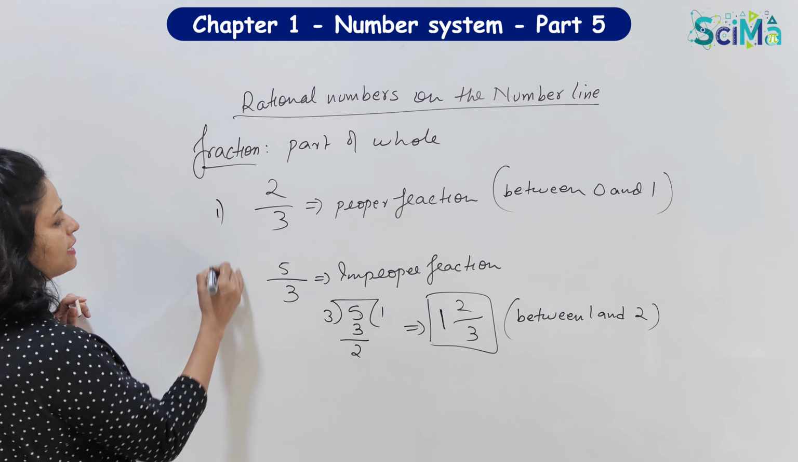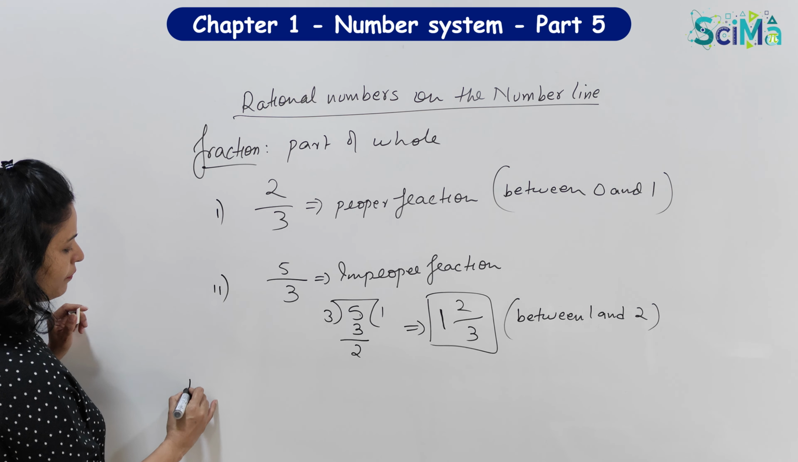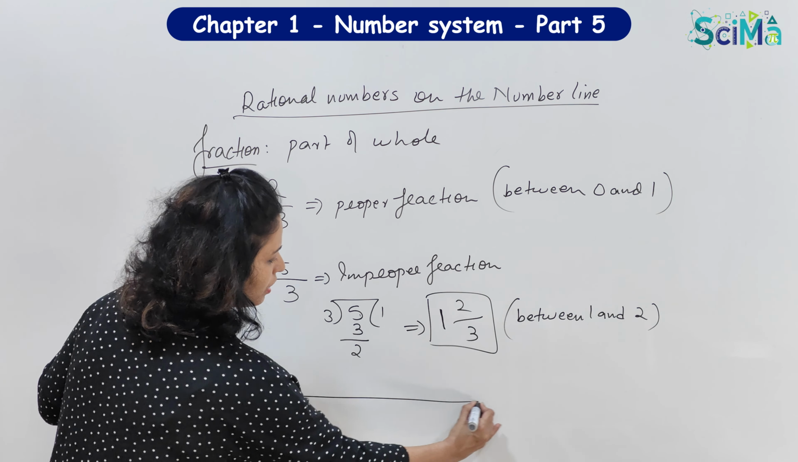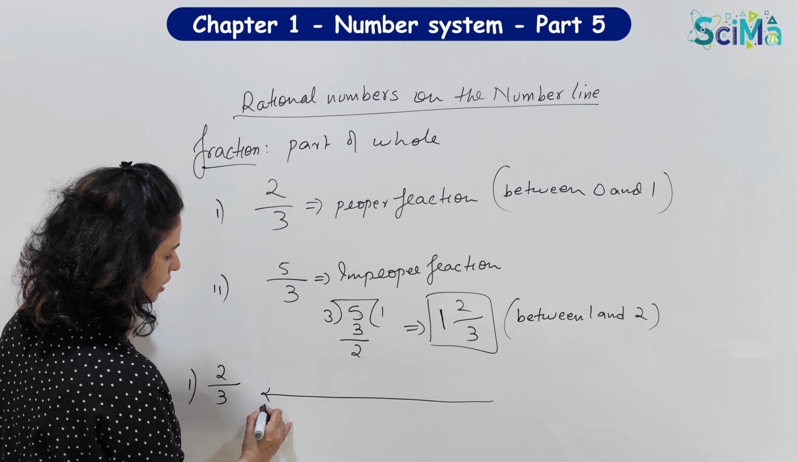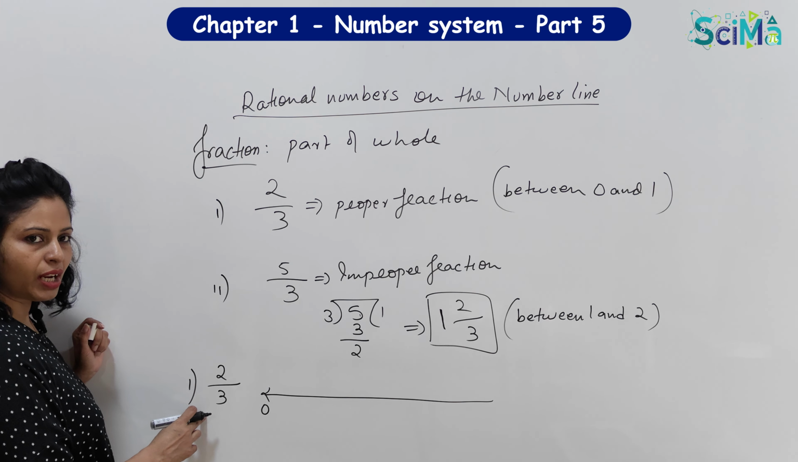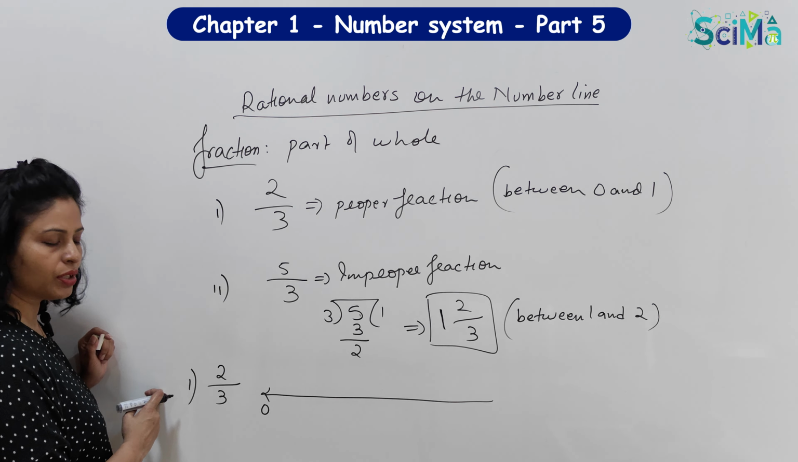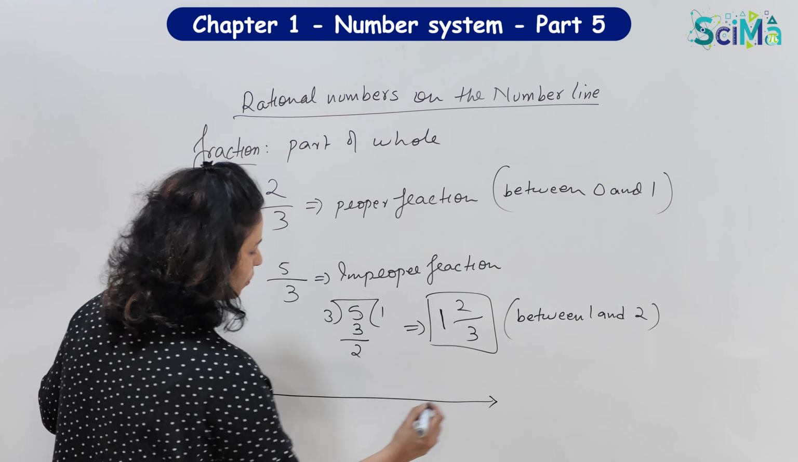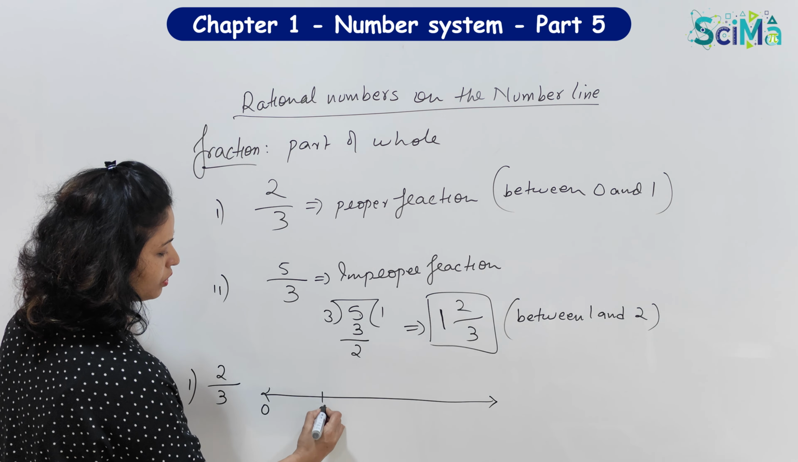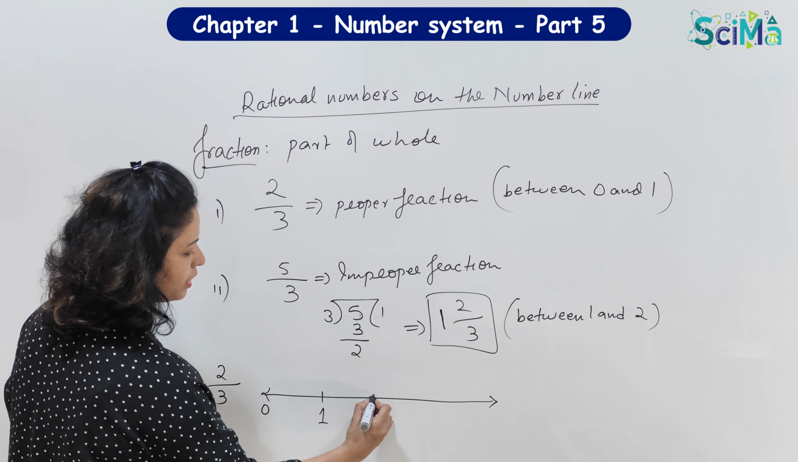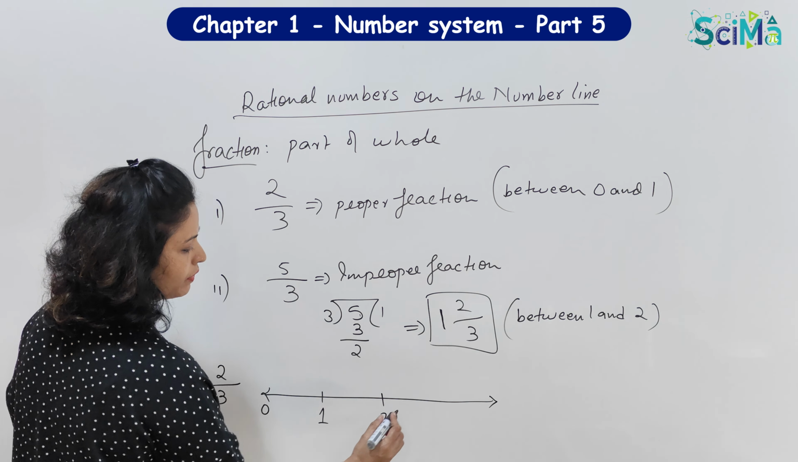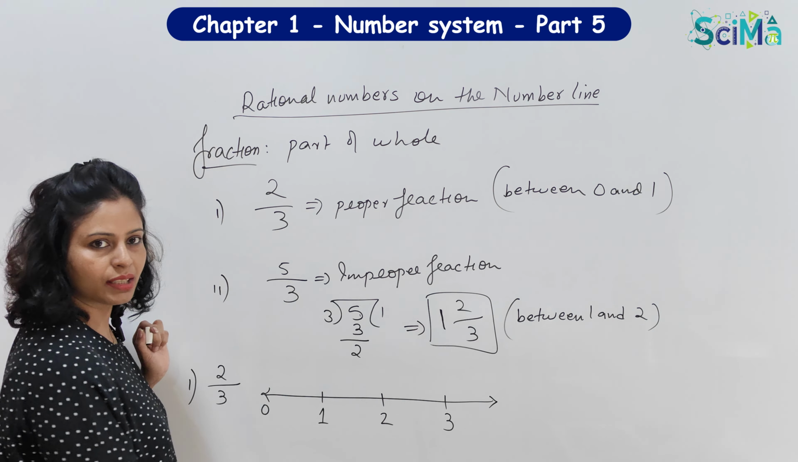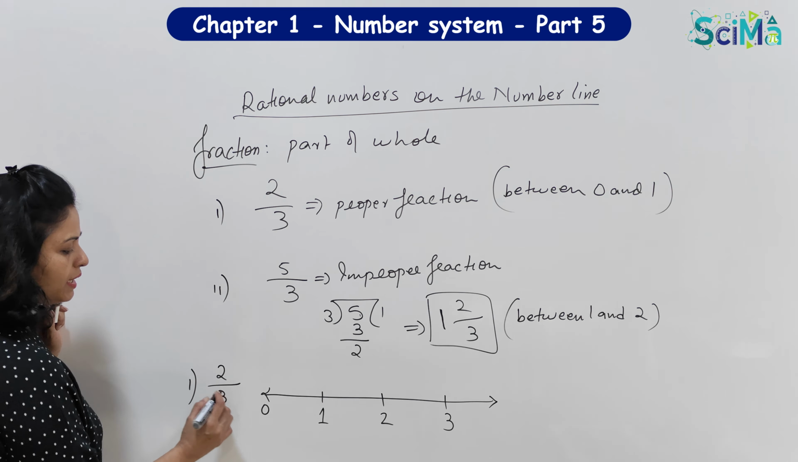So I will take these examples to show you on the number line. First example, 2 by 3. When we draw a number line, because it's a positive rational number, I will not take the negative integers. I will start with 0. Equal divisions you can make, 0 to 1, 1 to 2, 2 to 3, also equal. With the scale you can measure equal distance. Now it is 2 by 3, right?